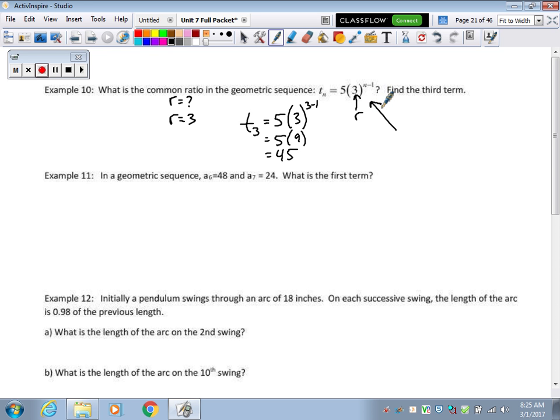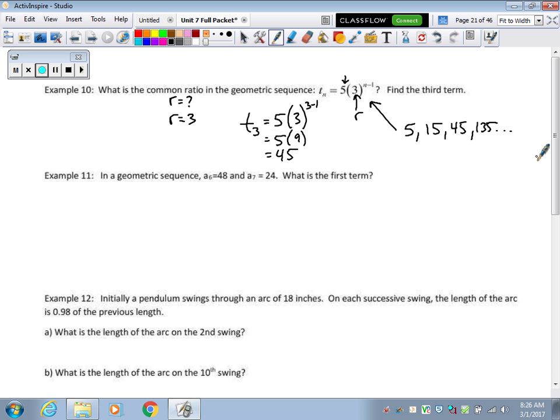So just want you to be able to interpret this formula for a second. So the first term, see how the 5 is right there? That's what you would get by plugging in a 1. So it starts off with a 5. Then you're timesing by 3, timesing by 3, timesing by 3. So that's how you interpret it when the rule is given to you. The number raised to the power is the ratio. The number in the front is the first term.